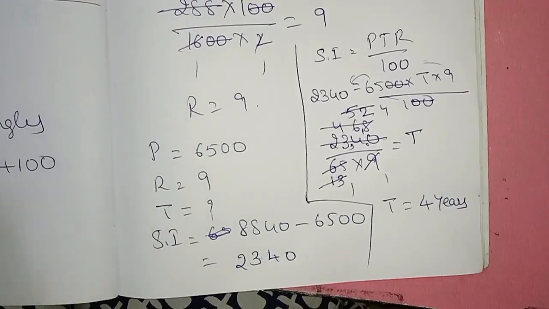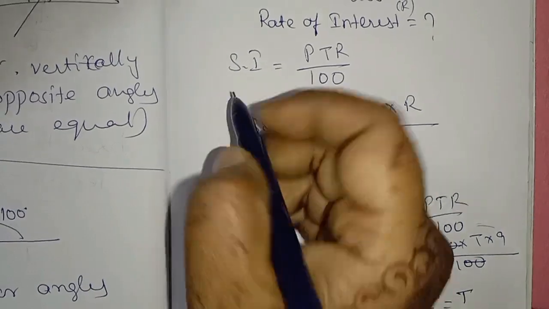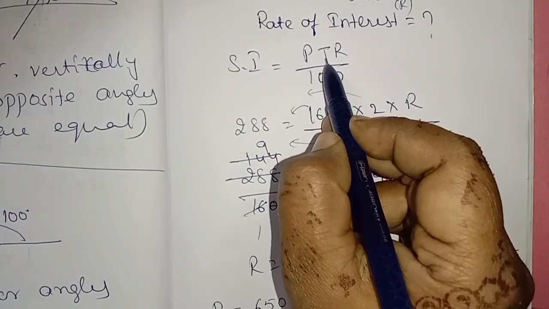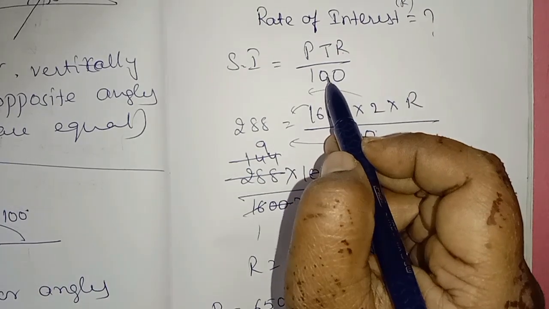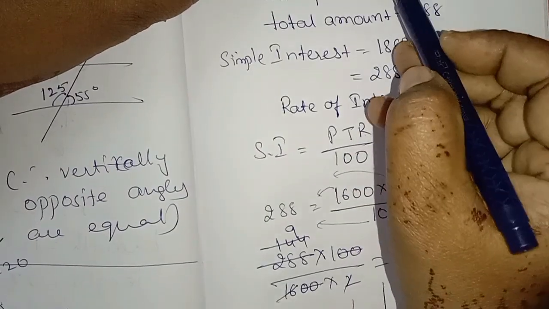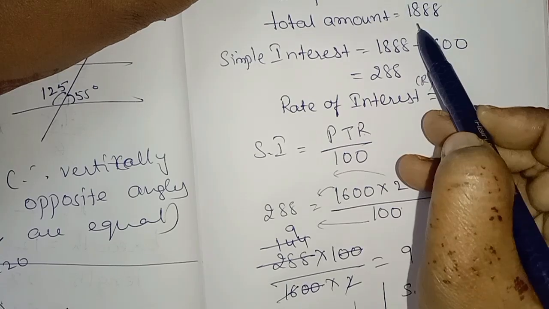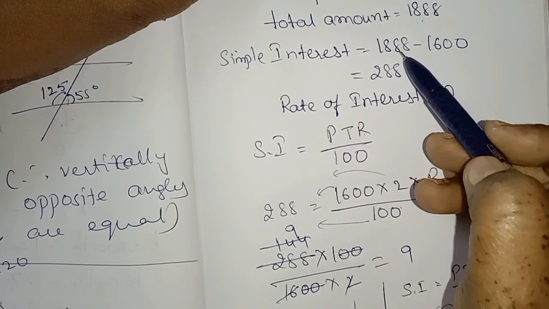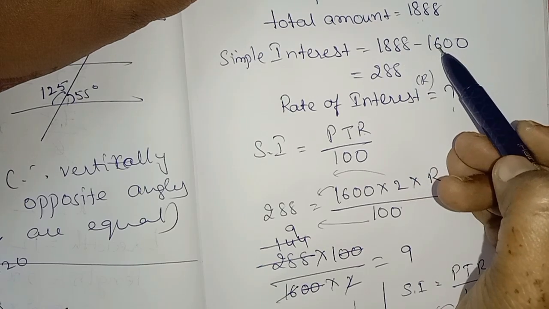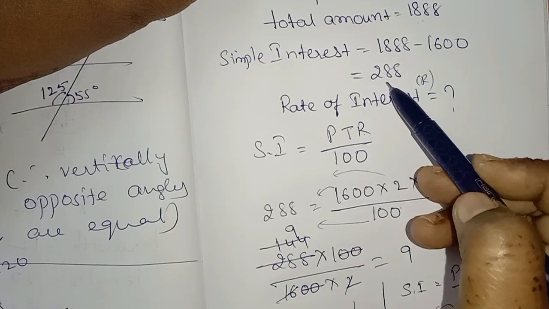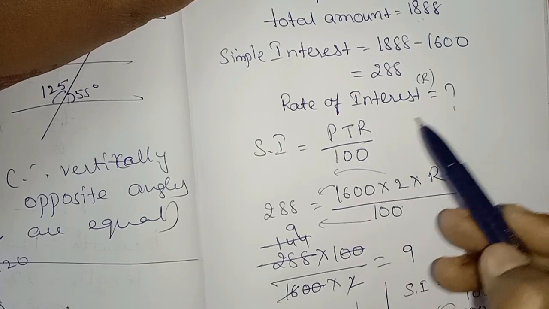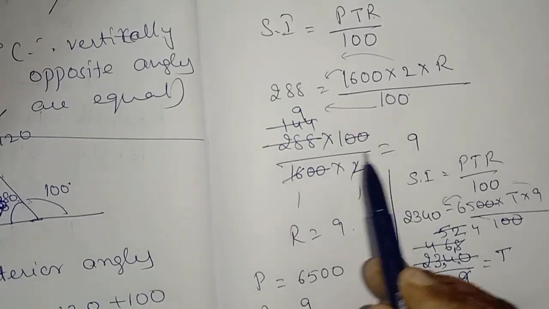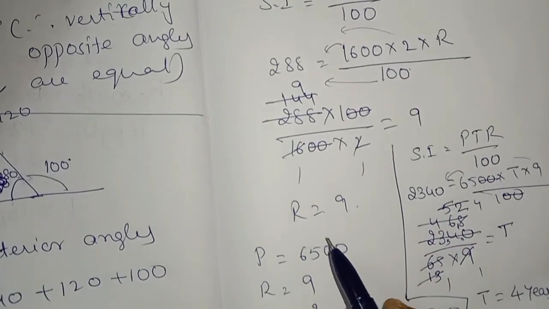Two times we have to do it. First we have to find. So the simple interest formula is PTR by 100, where P stands for principal, T for time, R for rate of interest. This is our simple interest formula. In the first case they gave time, principal amount, and total amount. When you add interest to the principal, you get the total amount. So I'm subtracting the principal amount from the total amount, and you get the simple interest amount. Rate of interest we don't know. Substitute the values here, transpose your terms. Here I got R equals 9.